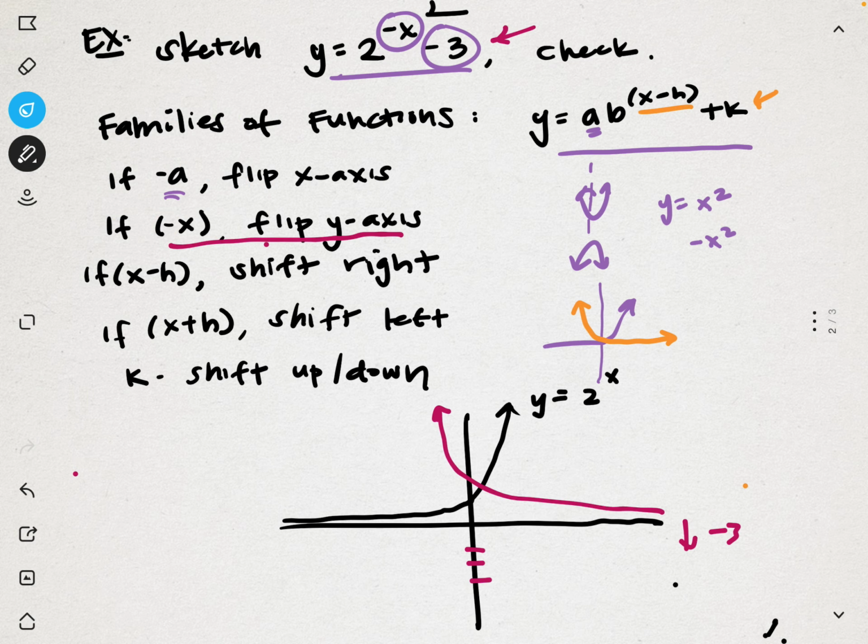Okay, so you're going to try to draw the same thing, or a similar thing. So this is going to be the graph of y equals negative 2 to the negative x minus 3.